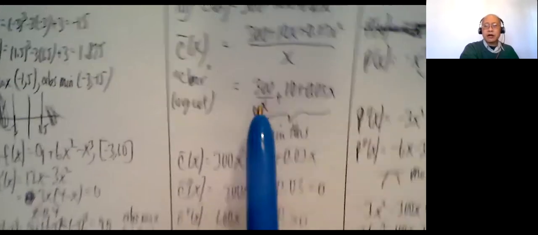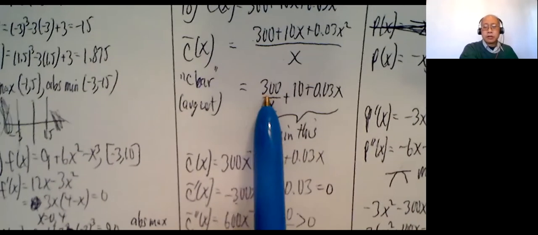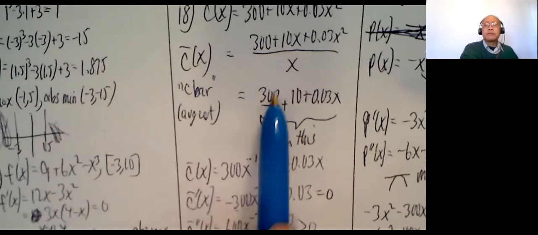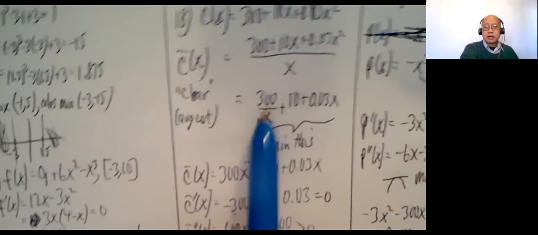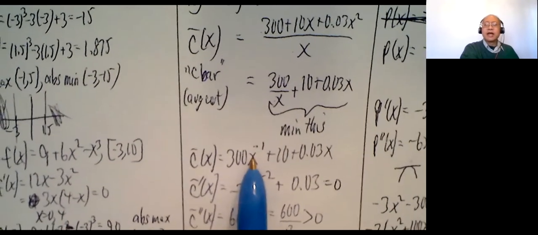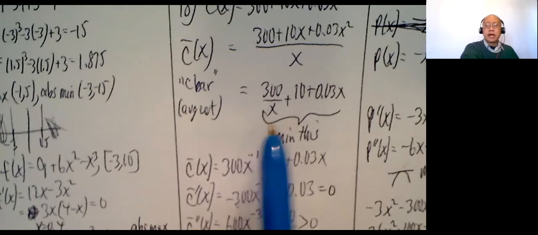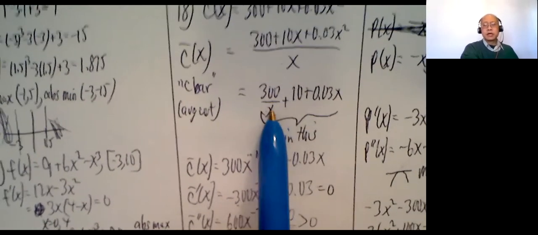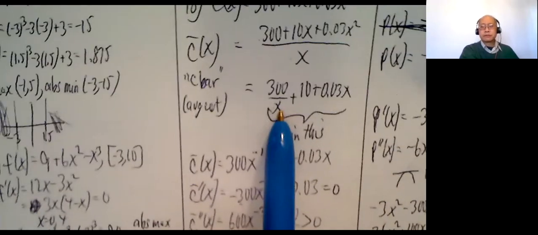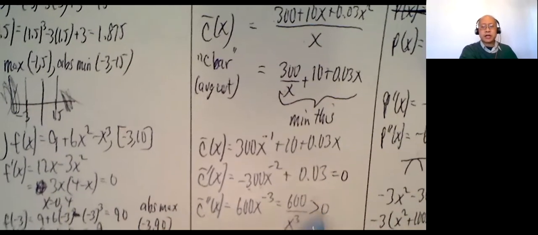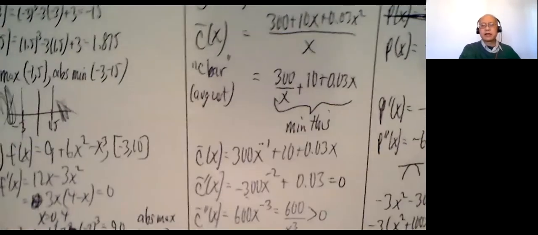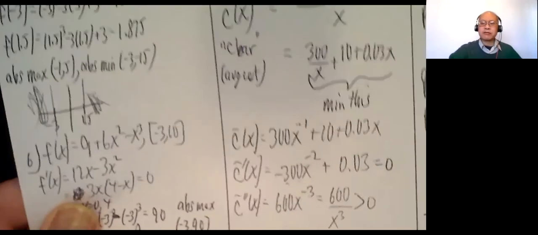All right, now I don't want to do the quotient rule, as you know. So again, anytime you have a constant on either the top or the bottom, simplify it. So 300 over x should be thought of as 300 x to the negative 1. That way I don't have to do the quotient rule. Now, would the quotient rule work? Yes, it would, but that's more work. I don't want more work, I want less work. Okay. So I'm going to take the function as 300 x to the minus 1 plus 10 plus 0.03x. Okay, so now I'm finally ready to go.